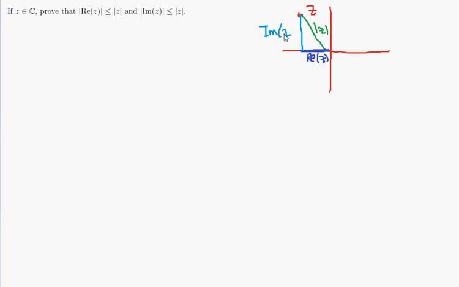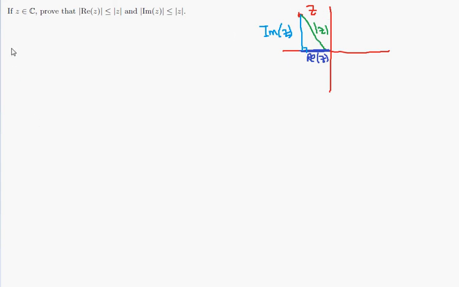And clearly the hypotenuse is longer than either of the two legs of this right triangle, and so the absolute value of z, the modulus of z, would be larger than both the magnitude of the real part of z as well as the magnitude of the imaginary part of z.